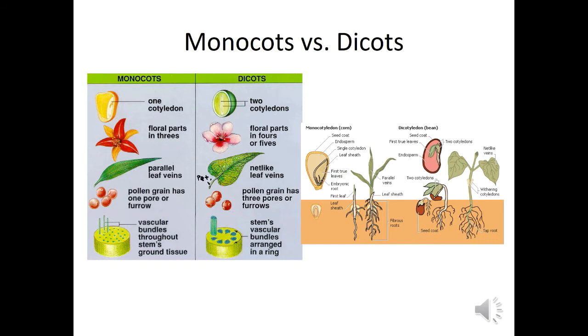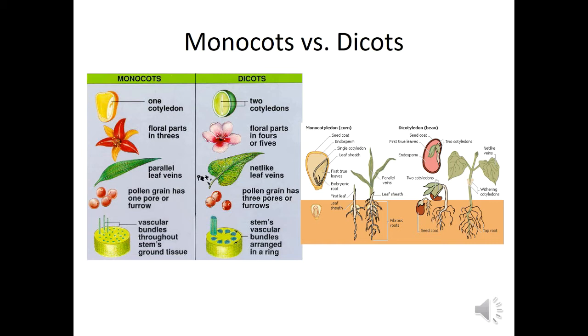So just to go into further detail, and this is really important when you start identifying plants, that you understand in what group the plant that you're trying to identify falls into. So monocots have one cotyledon versus two in dicots. The floral parts are in threes, as opposed to floral parts being in fours or fives in dicotyledons. Most monocots have parallel leaf veins, and the dicots have net leaf veins.